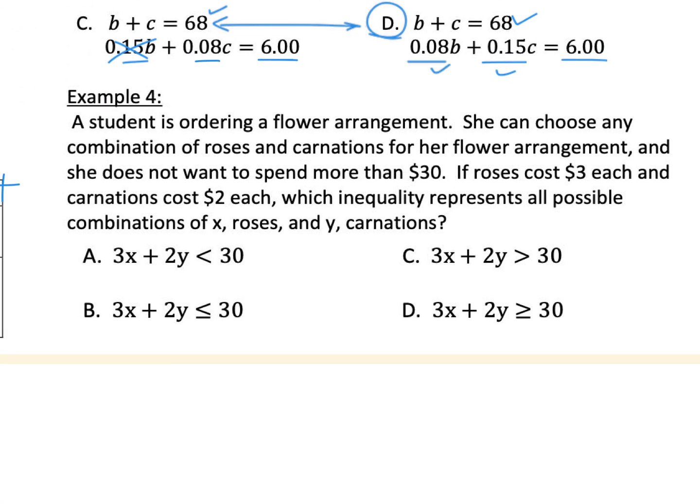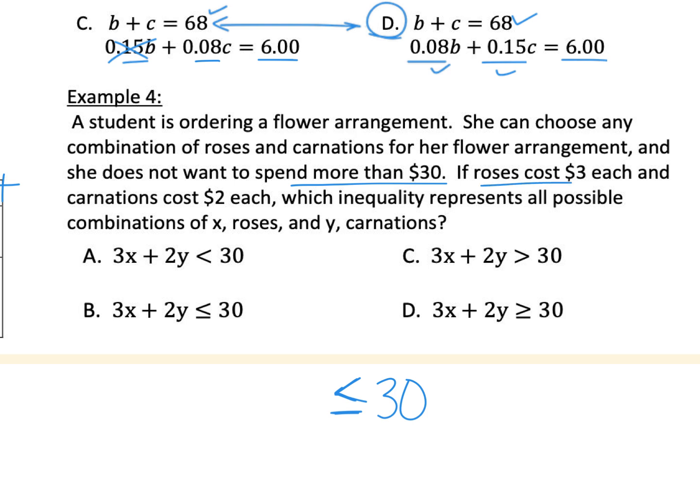So this is an inequality. You've actually been writing inequalities. You did this in 8th grade. A student is ordering a flower arrangement. She can choose any combination of roses and carnations for her flower arrangement, but she does not want to spend, so no more than $30. So I know I can spend exactly $30, or I can spend less than $30. I cannot spend more than $30.